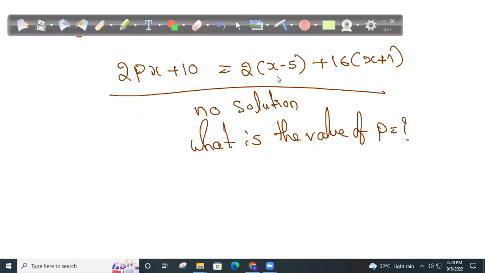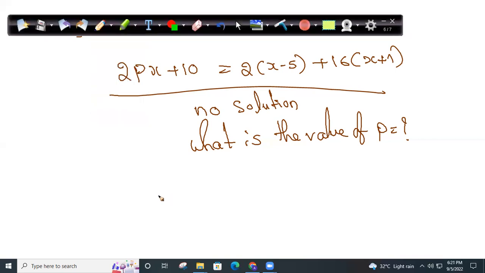So, what is the value of p? What should be the value of p? When I simplify my left hand side, most of you gave me the answer 2px plus 10. When I simplify my right hand side, what did I get? 2x minus 10 plus 16x plus 6. I got 18x plus 6.